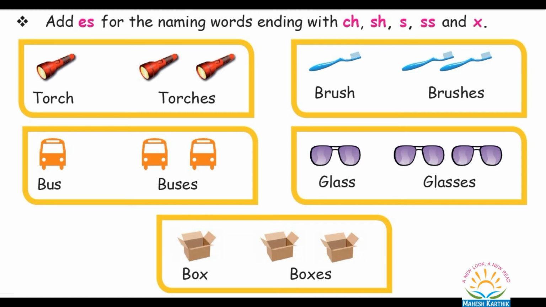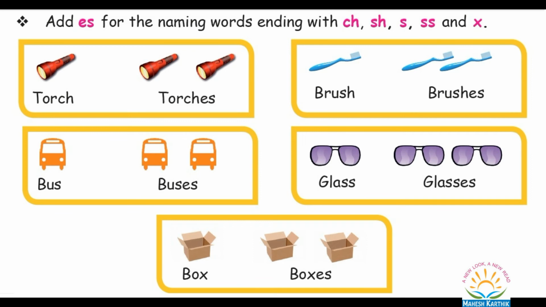Glass. The naming word glass is in singular form and it ends with the letters ss. For converting this into plural form, we should add es with the naming word. Glasses.